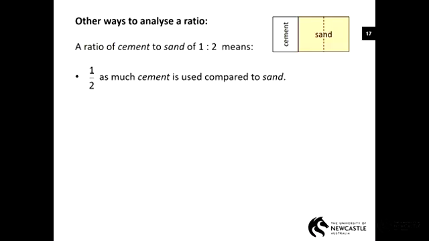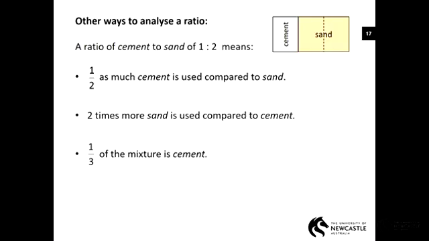There's half as much cement used compared to sand. Well, that's true. I only used 1 of cement and 2 of sand, so I only used half the amount of cement compared to sand. 2 times more sand. Well, it's the exact same comment, just swapped. If it's half in this direction, it's twice in the other. If this is half that, then that is twice this. Same statement.